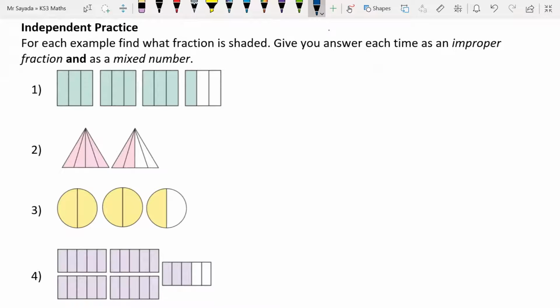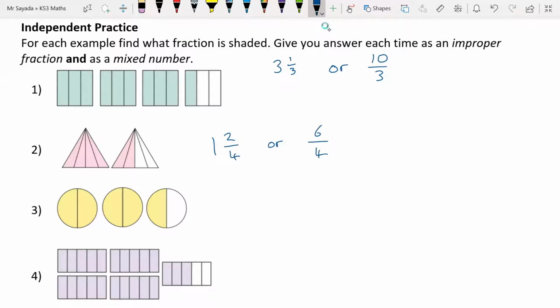So for the first one, we have 3 wholes and then a third. So that's 3 and a third. And that can also be written as 10 over 3. For question 2, we have 1 whole and then 2 quarters. That can be written also as 6 over 4. So there's 6 shaded parts altogether.